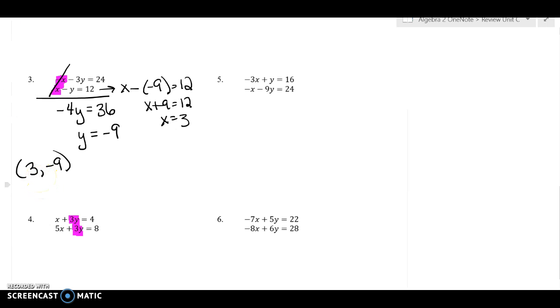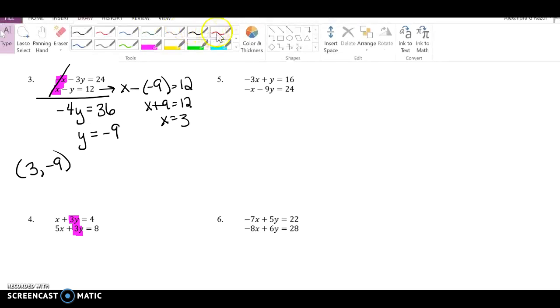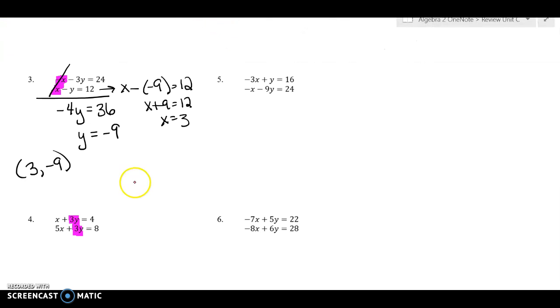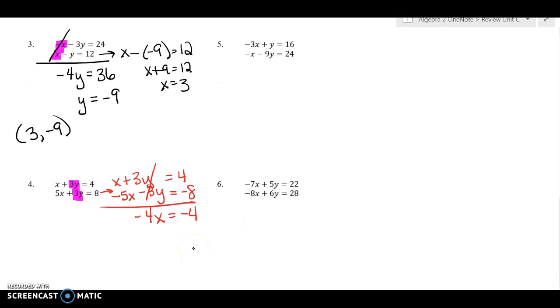So what's going to happen on number 4 now is I do have the same number. The issue is I don't have the different signs. So I'm going to have to make one of these negative. I'm going to say this one's negative and this one's going to stay the same. Now, since I made this negative, I have to make everything in that row negative. Now I have something I can cross off. 1 minus 5 is negative 4x, and 4 minus 8 is negative 4. So x is 1.